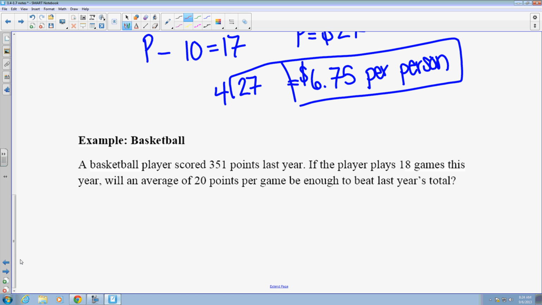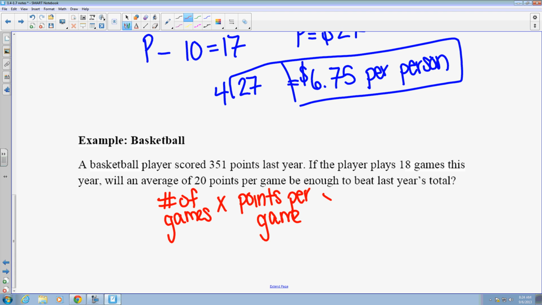So to figure out what our total number of points scored this year is, we need to take the number of games that we are playing and we need to multiply it by the number of points per game that we score. And we want that to be more than how many points we scored last year.